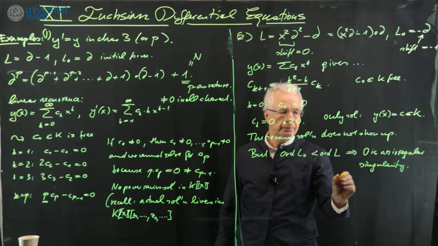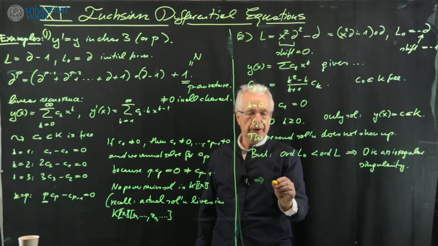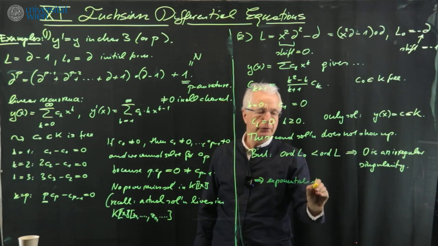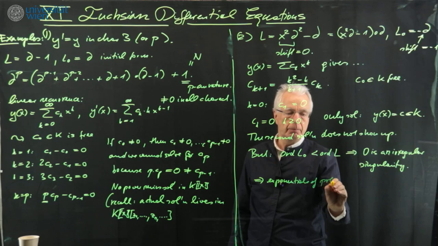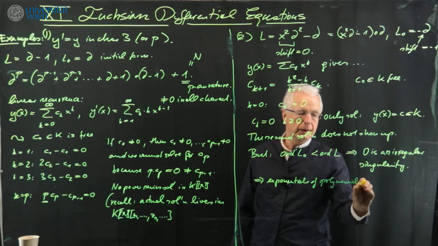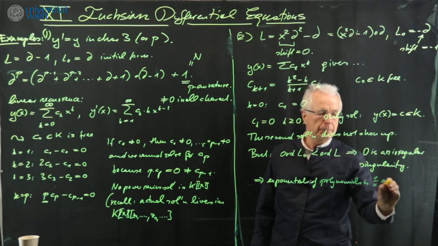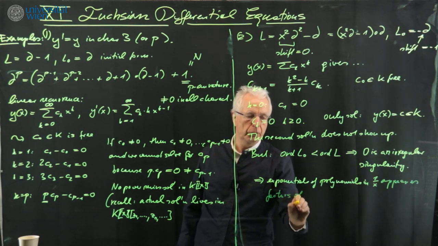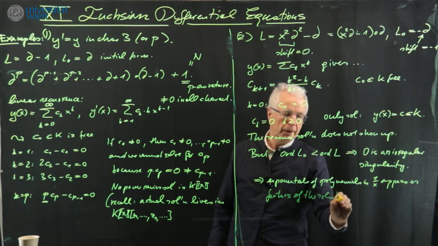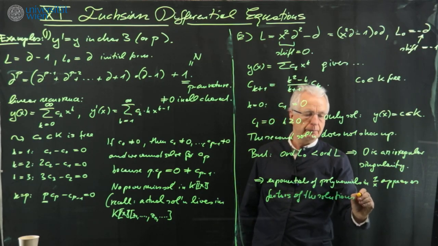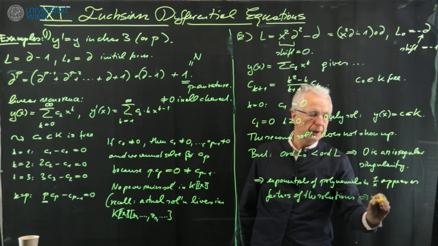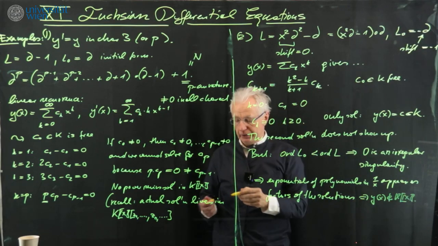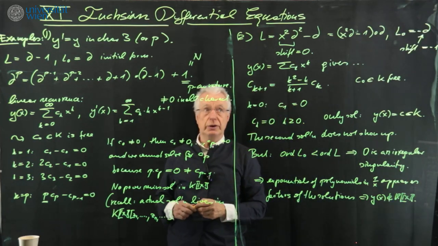So this implies, as I have mentioned briefly, exponentials of polynomials in 1 over x appear as factors of the solutions. And this implies that y of x, the second solution, is not a power series. Okay, so the recurrence is very restricted if you just look at power series solutions.